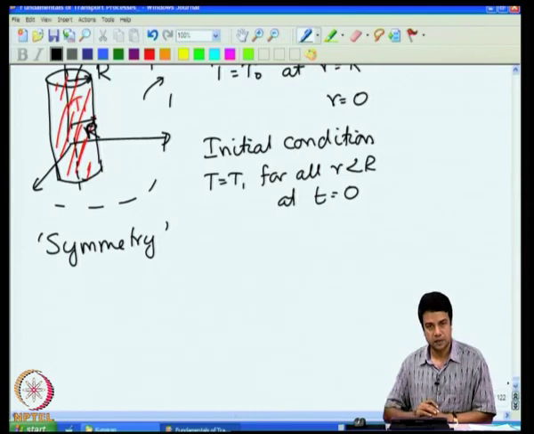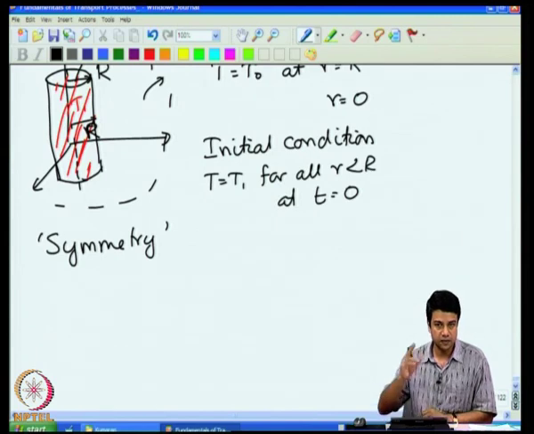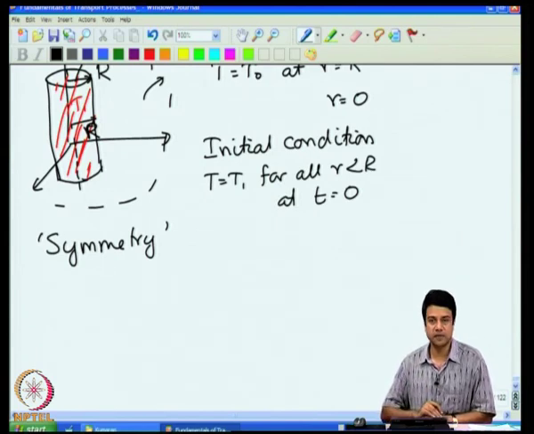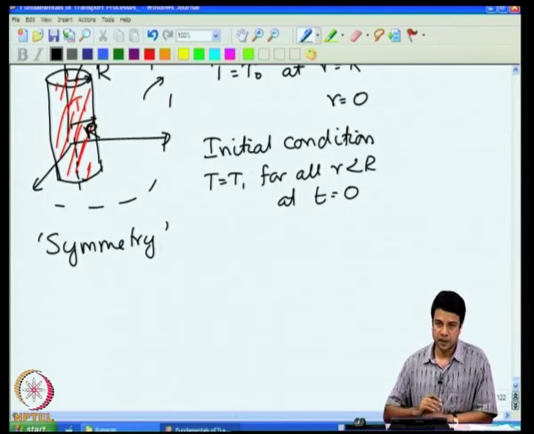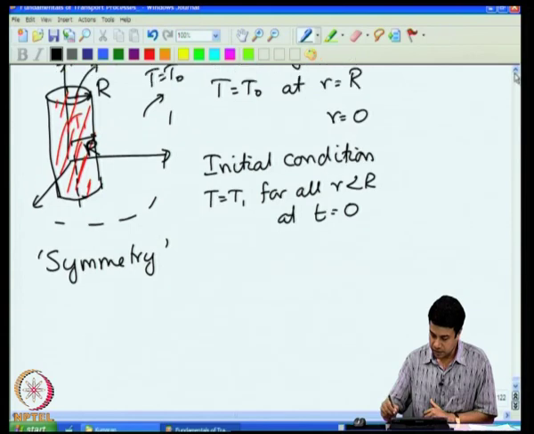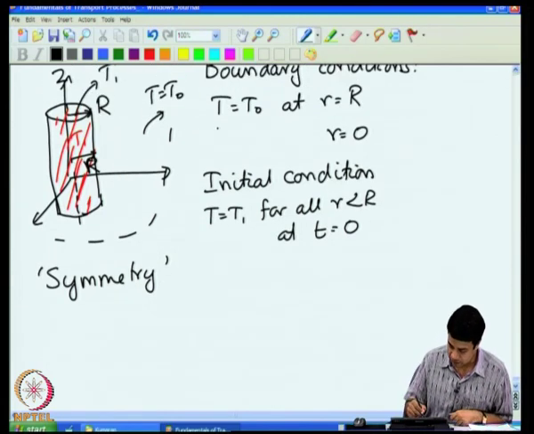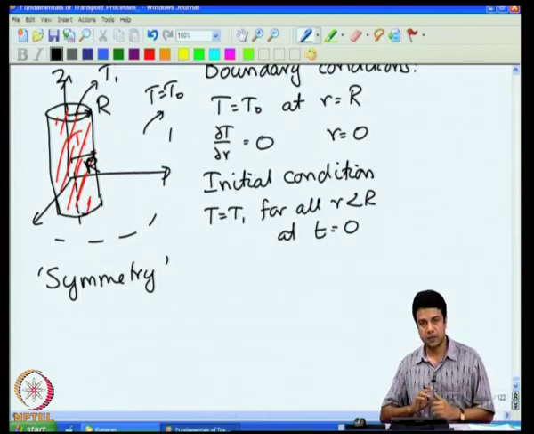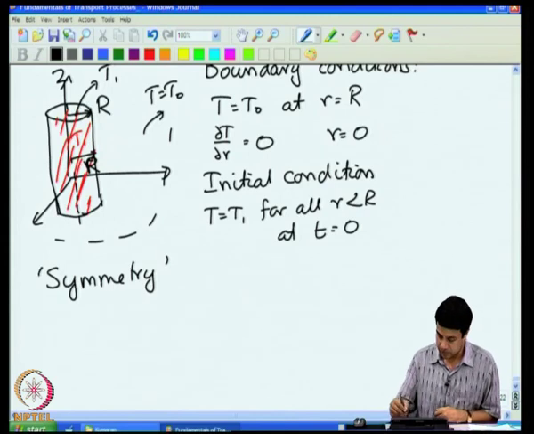Let me explain that a little bit. Now, there is no source or sink of heat along the central boundary, unlike in the previous problem where we had a wire and that wire was emitting heat. In this particular case, it is just a fluid with an axis going through the center and there is nothing there. That requires that at r is equal to 0, the derivative of the temperature has to be equal to 0. Why is that? This is a symmetry condition.